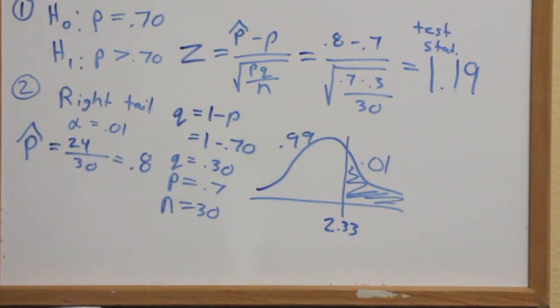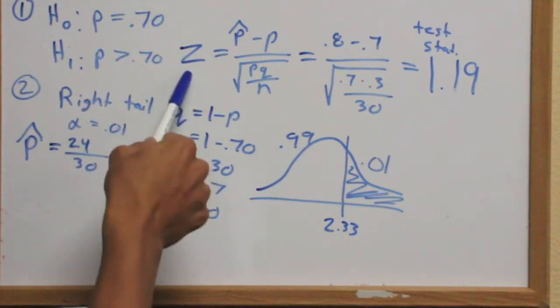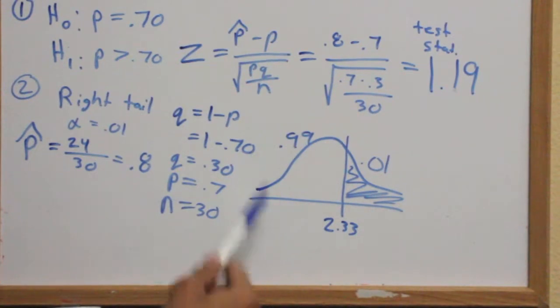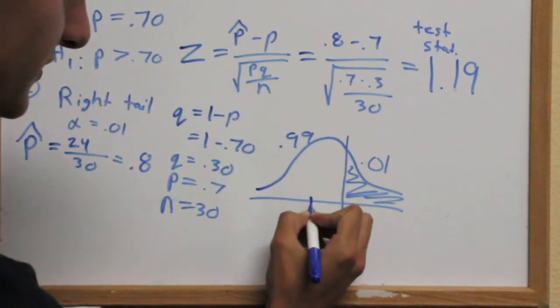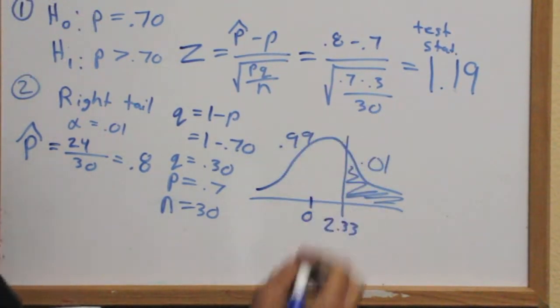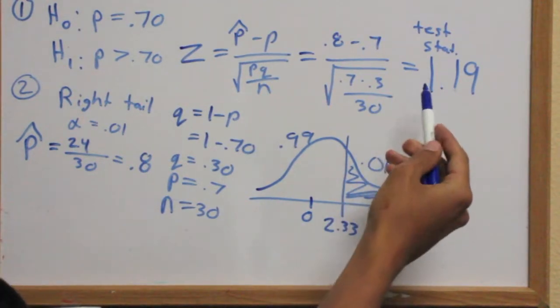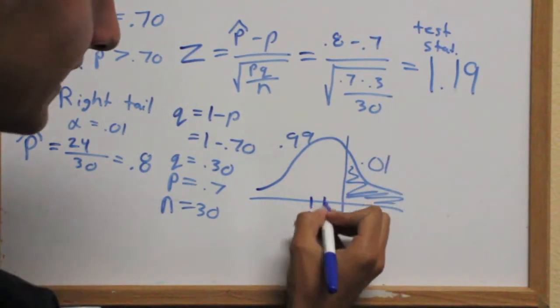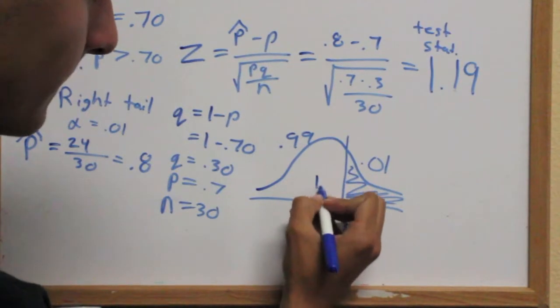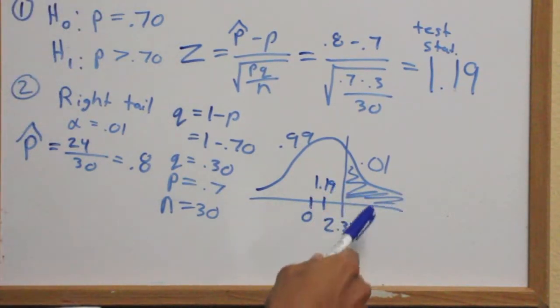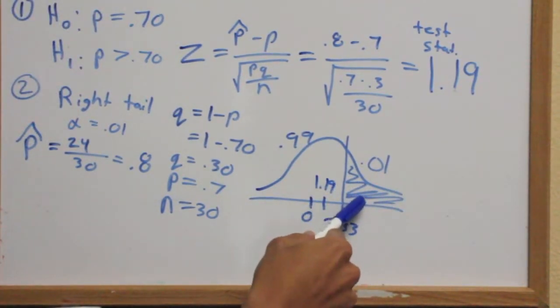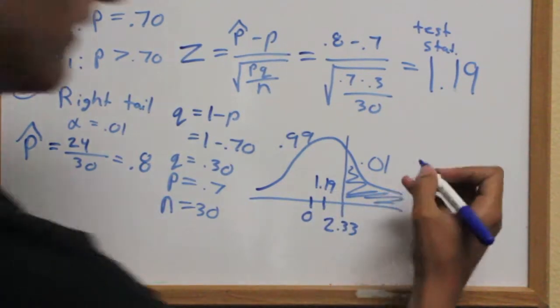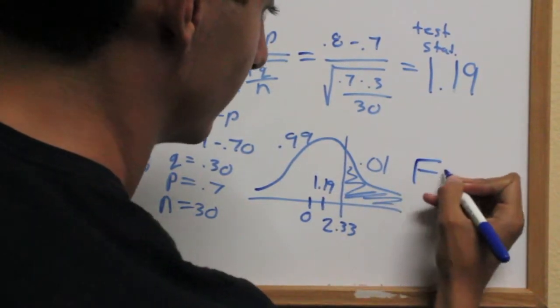Okay? And now let's see where our test statistic goes on this graph. 0 would be right about in the middle, and our test statistic is 1.19, so that's right about somewhere in here. And since it's not in the shaded region, we fail to reject the null.